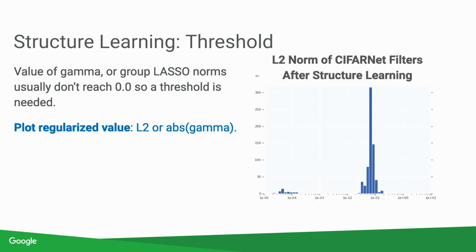So what we usually do is plot the element that we're regularizing. It would be the gamma or the L2 norm of the layer in a histogram. And we usually see this bimodal behavior where there are... okay, there's some delay here.